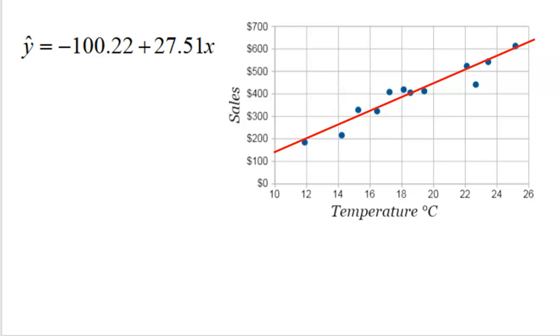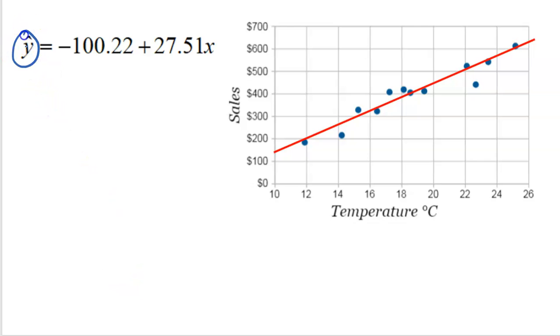So here is that model for this data. Now, in future videos, I'm going to explain where I got these numbers from. But right now, it's called trust. Just trust me. Right now, I'm just teaching you what the linear model is about and how to use it. So the linear model is Y hat equals negative 100.22 plus 27.51 times X.